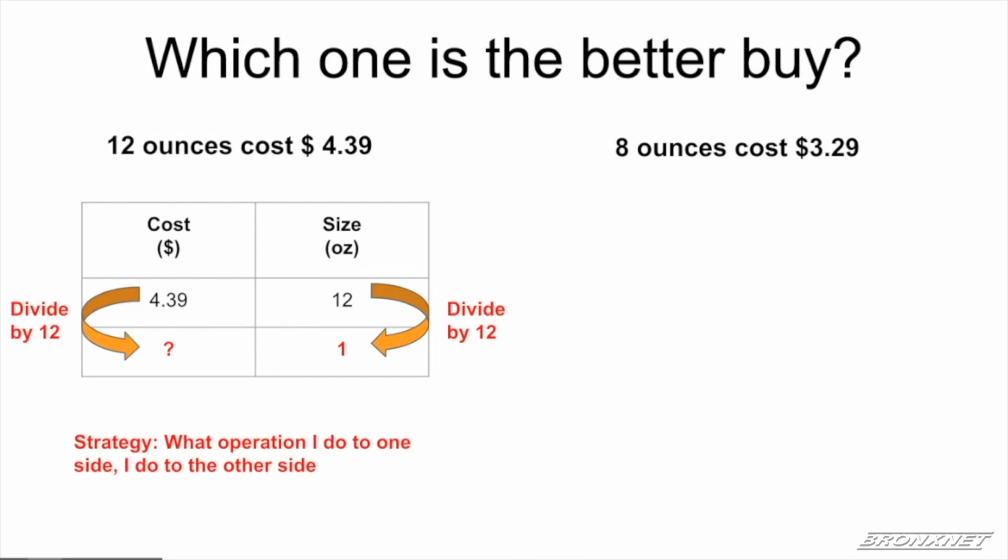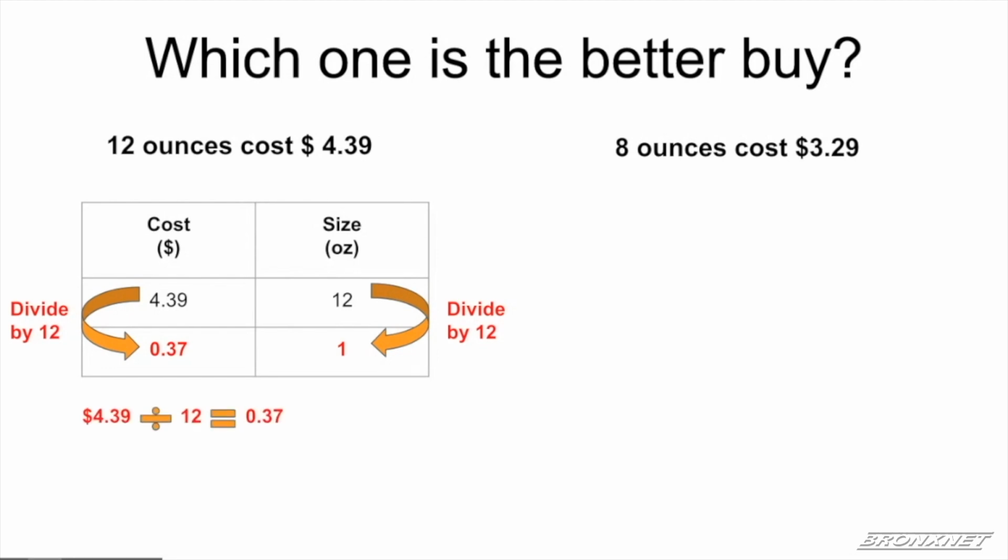$4.39 by 12. And when I do that, I come up with a number that includes decimals and some numbers. In this case, I have 0.365. Remember, money is only 2 place values to the right of the decimal. So I need to look one more place to the right and see if I need to round up or round down. In this case, because it's a 5, I know I need to round up. And so I now know that the 12-ounce bottle of syrup costs 37 cents per 1 ounce.